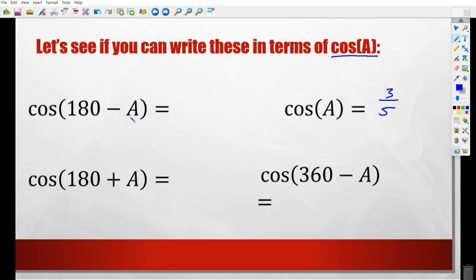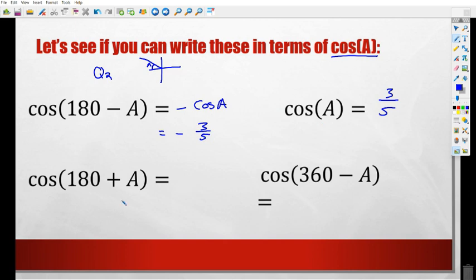Firstly, where am I? Which quadrant? I'm in quadrant 2. Let's do a little sketch here. I went 180 and I'm minus A degrees, so now I'm in quadrant 2. I know that cos is what in quadrant 2? Cos is negative. And what is my angle between my hypotenuse here and my closest horizontal? What is this angle over here? It's A degrees. So instead of 180 minus A, I can say cos of A. And what is cos of A? 3 over 5. Negative 3 over 5.